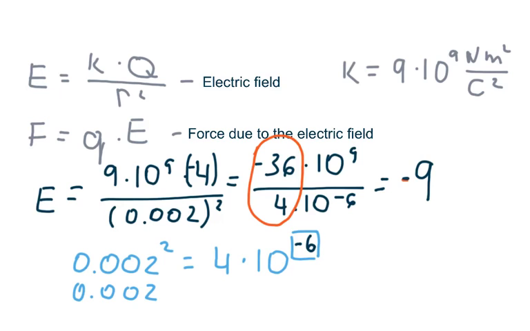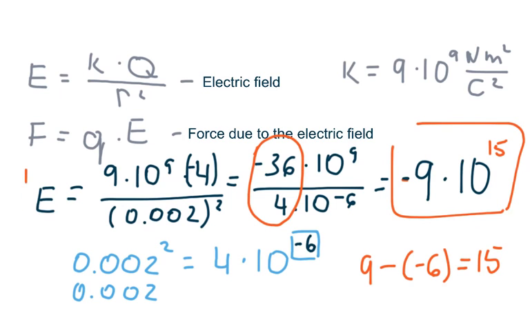So in order to have this times 10 to some power, we're going to subtract the exponents. So we're going to use 9 minus negative 6, because subtracting them is actually adding another minus. 2 minuses will give us a positive. We have 15 right here. So the electric field will be negative 9 times 10 to the 15th power, and that is our E.